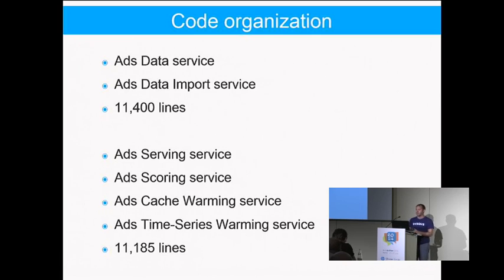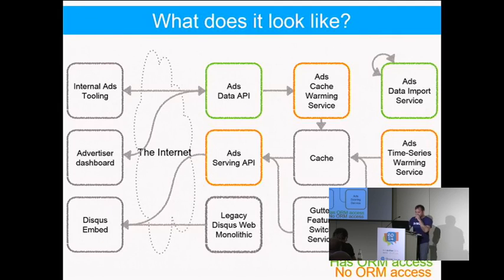Because we're leveraging lots of frameworks, we get to only have 11,000 lines of code compared to 180,000. And then on the bottom, those are the warming services and such, and they're very close in lines of code, about 11,000. And this is what it looks like with boxes and arrows.